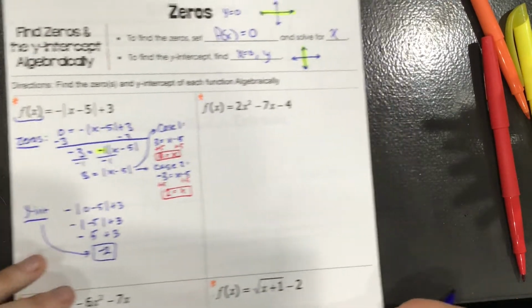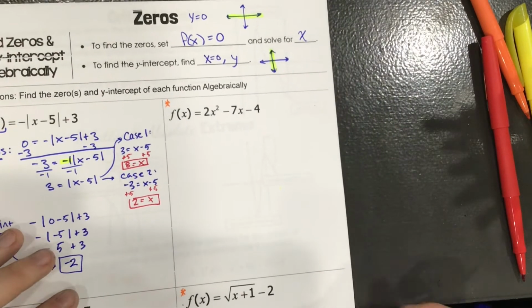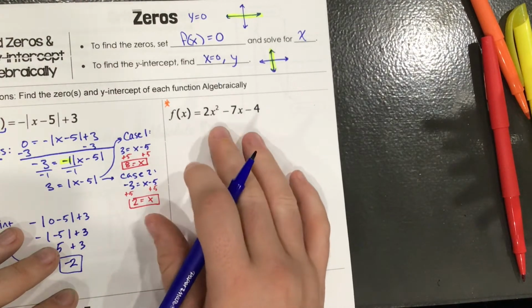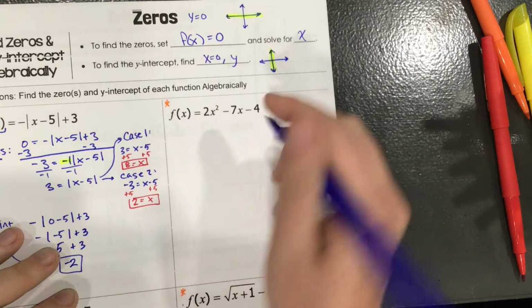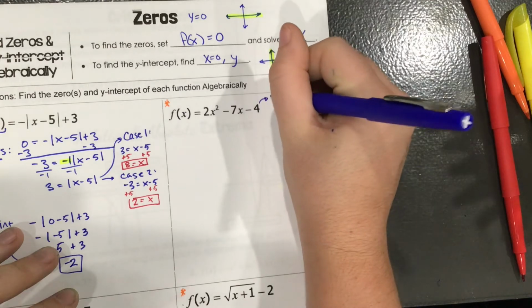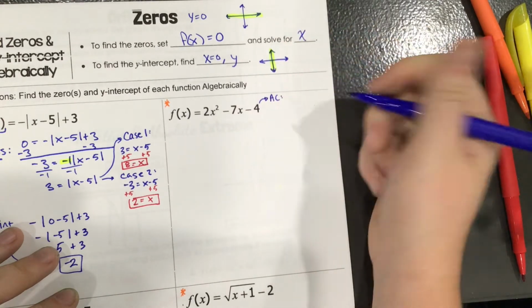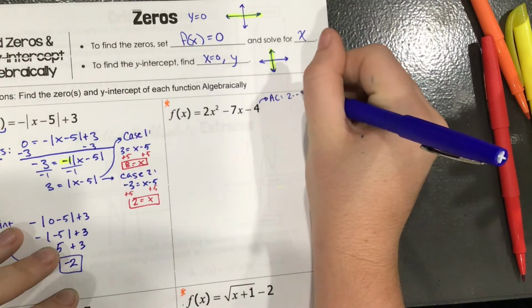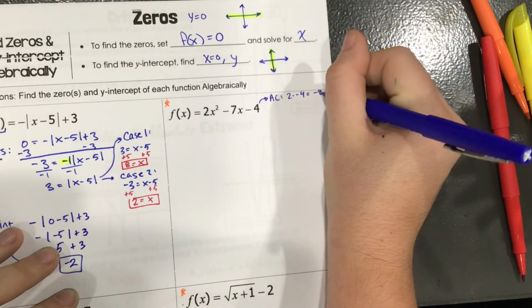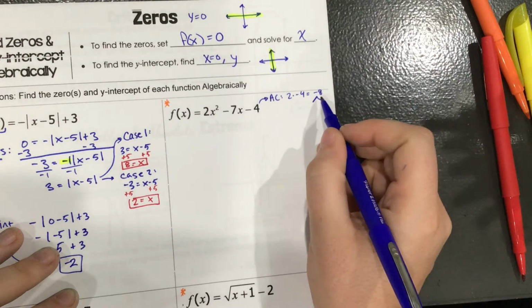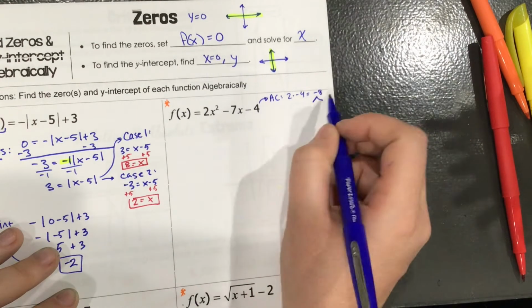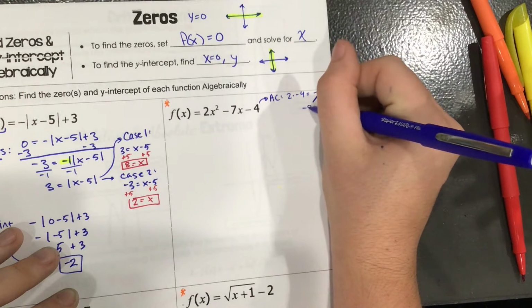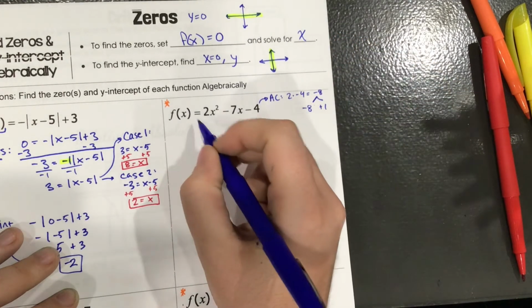All right, next one. For this one, we want to simplify it before we begin, so I'm going to go ahead and factor this. The best way for this one would probably be the AC method, which would be 2 times negative 4 gives me negative 8, and I'm trying to think of two numbers that multiply to negative 8, but add to negative 7. So that would be negative 8 and positive 1.